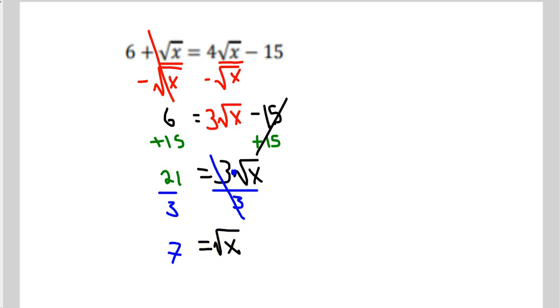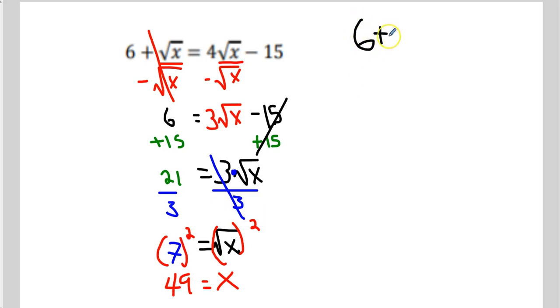To cancel out my radical here, I can square both sides. 7 squared is 7 times 7, which gives us 49. The square root and square cancel out, so we get 49 is equal to x. Now, let's check and see if this is an extraneous solution. Let's take our solution, plug it back into the equation.